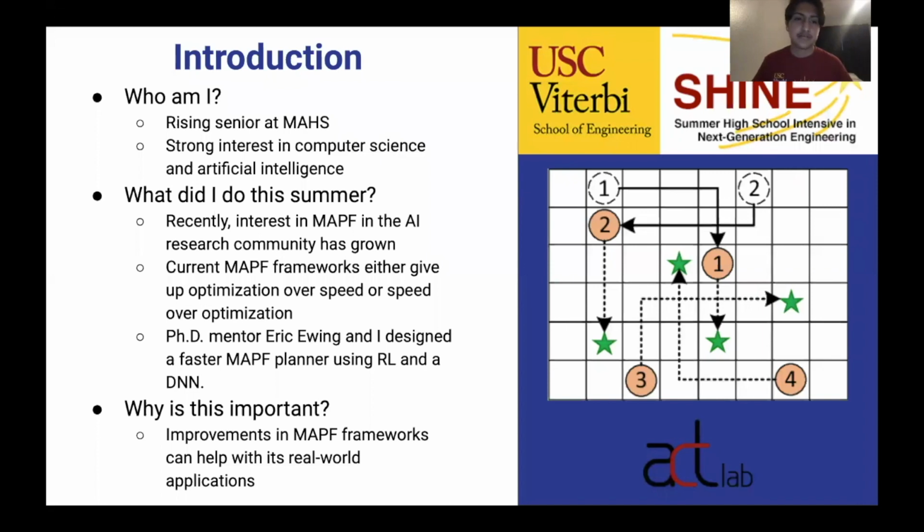First, a brief introduction. I'm currently a rising senior at Manuart Senior High School, and I have a strong interest in computer science and artificial intelligence. Recently, interest in MAPF has grown in the AI research community because of its real-world applications, such as warehouse management and aircraft management. However, current MAPF frameworks either give up optimization over speed or speed over optimization. There's always that trade-off. So PhD mentor Eric Ewing and I helped develop a faster MAPF planner using reinforcement learning and a deep neural network. More on that later. This is important because improvements in MAPF frameworks can help with its real-world applications and make it a lot more efficient and a lot safer for the people involved.